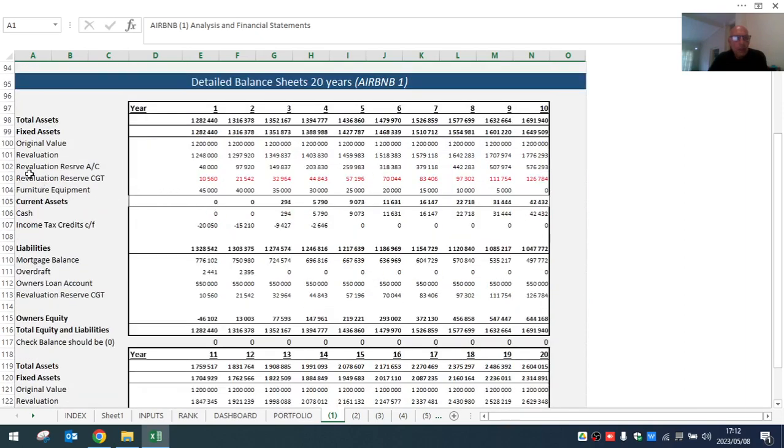In your detailed balance sheets, here you will notice we have a revaluation reserve account. That's as your Airbnb escalates in value. We also have a revaluation reserve account for capital gains tax. So if you exit, one has to consider the capital gains tax liability which you will face, and we've got this throughout the model.